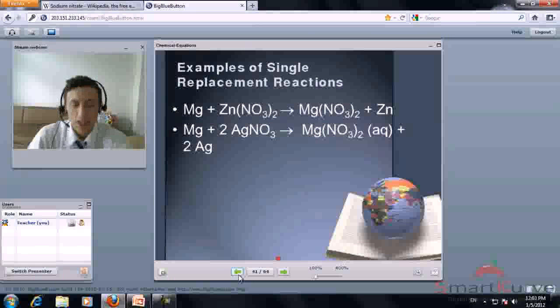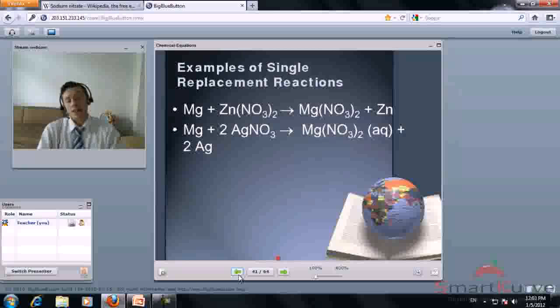Keeping that in mind, let's go back to slide 41. Notice, in that first reaction, the magnesium replaces the zinc. That means that magnesium is more reactive than zinc. In the second equation, the magnesium replaces the silver, Ag. That means that magnesium is more reactive than silver. Magnesium is a very reactive metal.